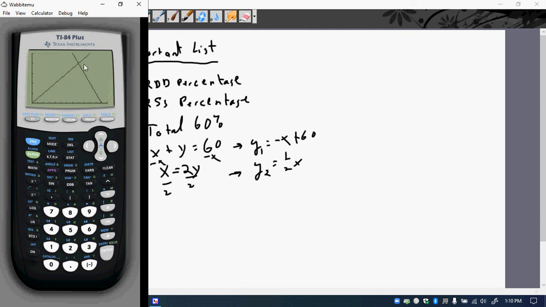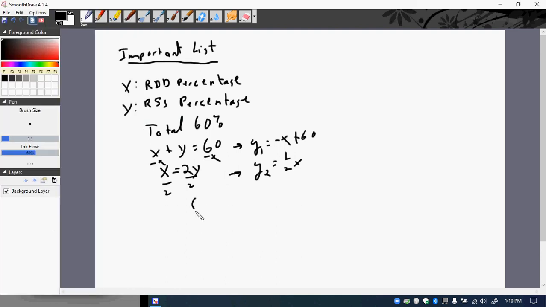Okay, now I need to know the intersection, so I'm going to go to second calc. I'm going to ask for intersection, which is 5. Hit enter 3 times. And it tells me it's 40, 20. So now I know my solution is 40, 20. So what does that mean? Well, that means that 40% is the revenue for the digital downloads, and 20% is the revenue for the subscription, okay, percentage.